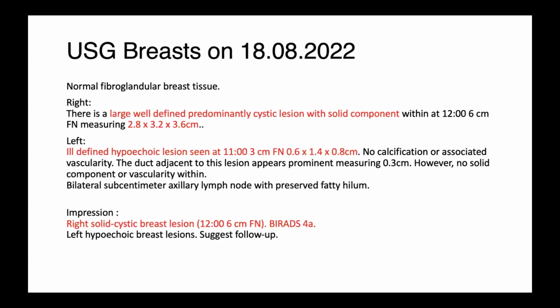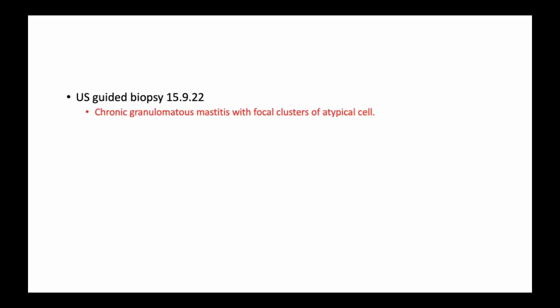So she came back to see us with an ultrasound 6 months later, showing larger, well-defined predominantly cystic lesions with solid component at 12 o'clock position, 3 times 6 centimeter. On the left side, there's an ill-defined hypoechoic lesion, 11 o'clock, 1.4 centimeter. This is scored as BI-RADS 4 for the right solid cystic lesion, and the left hypoechoic lesion was suggestive for follow-up. So we did ultrasound guided biopsy, turned out to be chronic granulomatous mastitis, CGM, with a focal cluster of atypical cells.